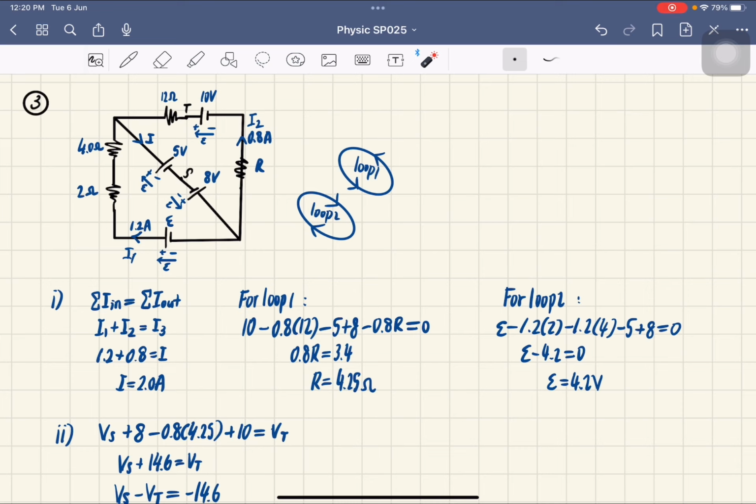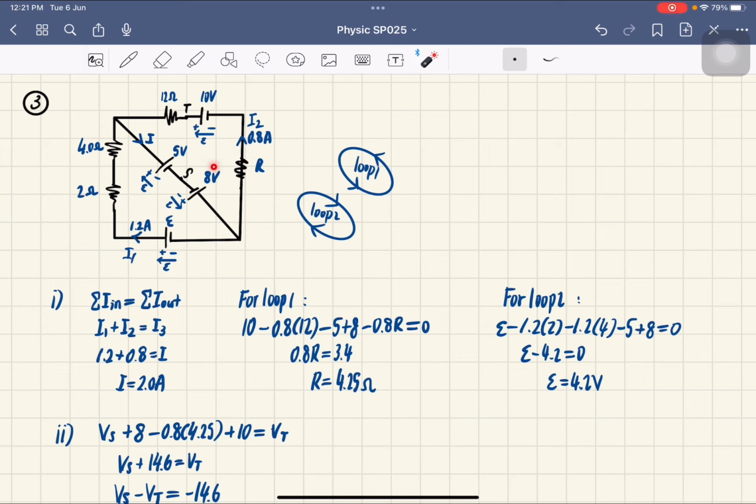So for loop 1, using Kirchhoff's second rule, we start from the 10 volt battery. The EMF direction is the same as the loop direction, so we get positive 10 V. And for the 12 ohm resistor, the current's direction is the same as the loop direction, so we'll get negative 12 I2, where I2 is 0.8 amperes, so 0.8 times 12. Then for the 5 volt battery, the EMF direction is opposite to the loop direction, so we get negative 5. And for the 8 volt battery, the EMF direction is the same as the loop direction, so we get 8 with a positive sign.